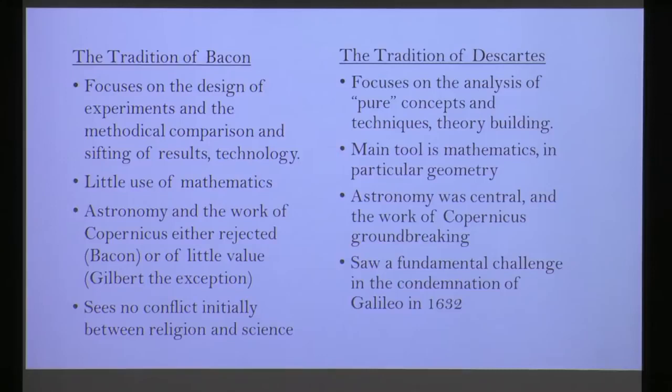The tradition of Bacon, I'll go through this very quickly, focuses on the design of experiments, on methodological comparison and sifting of results, and on technological advancements. It makes little use of mathematics. It is not very allied, you could see, with the Copernican. Copernicus is kind of in that tradition of Descartes, right? Or at least was taken up into the tradition of Descartes, although he's previous to Descartes. Because astronomy is such a perfectly nice place to use mathematics, right? And Copernicus himself held that, he says in the text that you read, that you have to have the mind of a mathematician to see the order and harmony of his new system, right? So it wasn't very much embraced by the Baconian tradition at all.